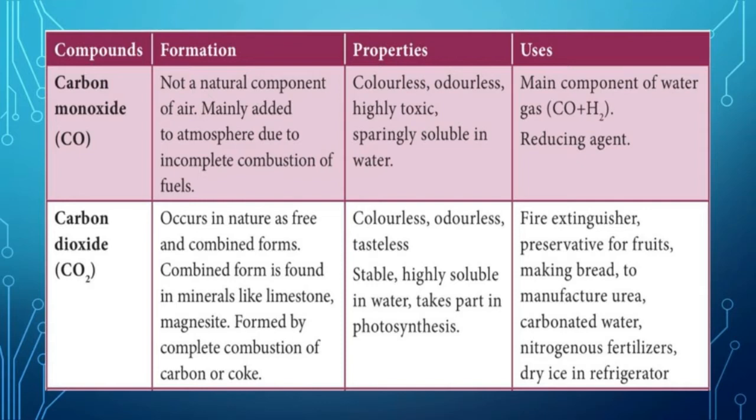Carbon dioxide, CO2, occurs in nature in free and combined forms. The combined form is found in minerals like limestone and magnesite, and it is formed by complete combustion of carbon or coke. Its properties: colorless, odorless, tasteless, stable, highly soluble in water, takes part in photosynthesis. Its uses: fire extinguisher, preservative for fruits, making bread, to manufacture urea, carbonated water, nitrogenous fertilizers, and dry ice in refrigerators.